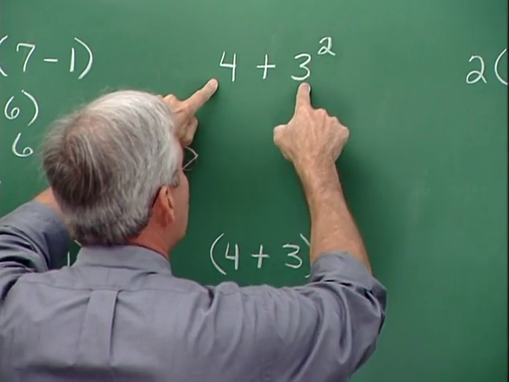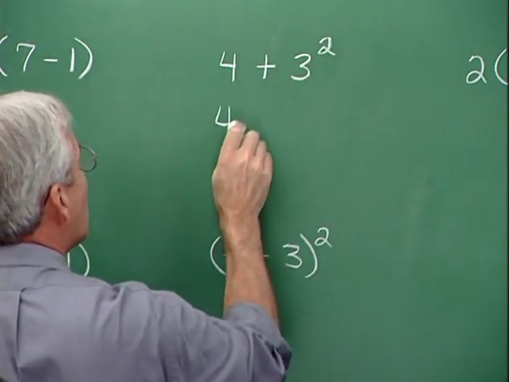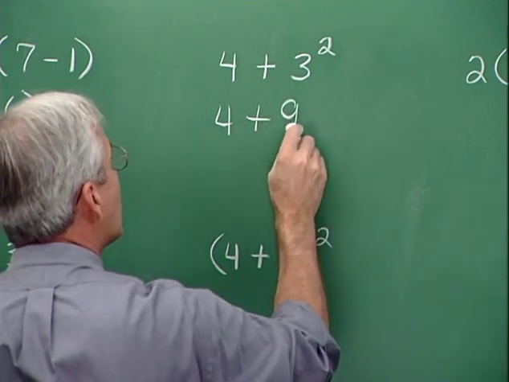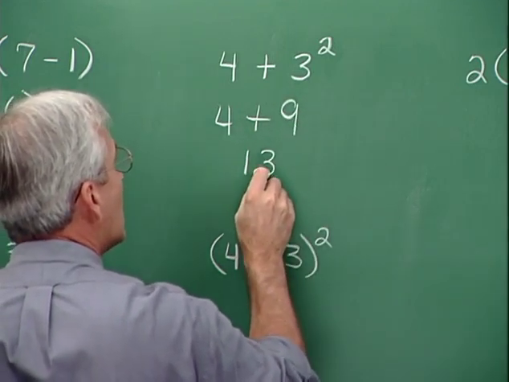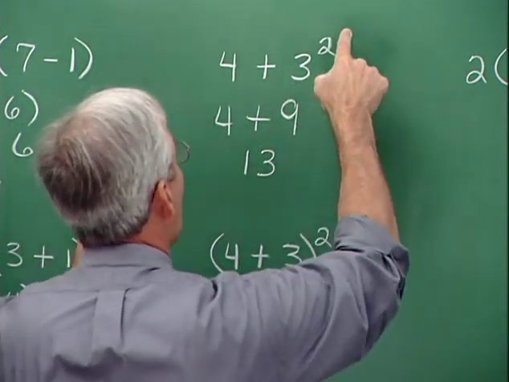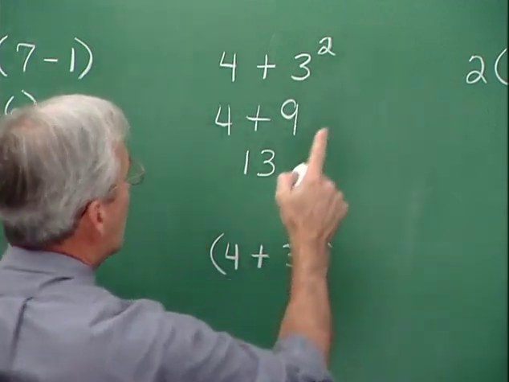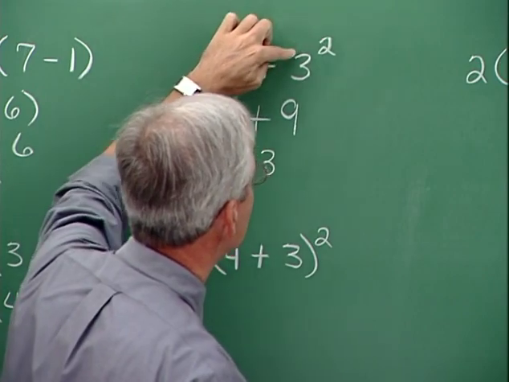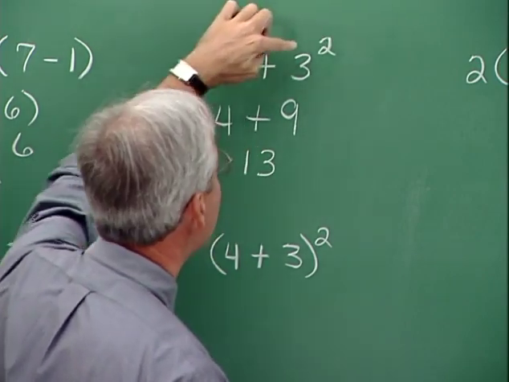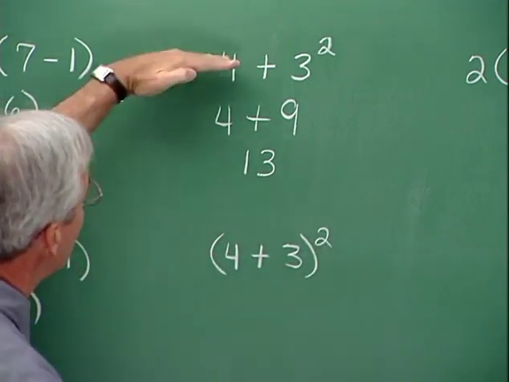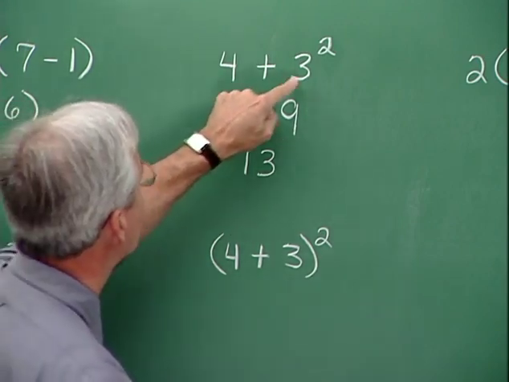And we're squaring the 3, so we have 4 plus 3 squared, which would be 3 times 3 or 9, and then 4 and 9, 13. Now notice we're not adding the 4 and the 3, 7, and then squaring 7. That's wrong because 4 is not part of the base of this exponent. Certainly we're not going to make it a part of the base of that exponent. Okay. In this one we have parentheses. Now notice the similarity between these two. We have 4 plus 3 and we have squared.